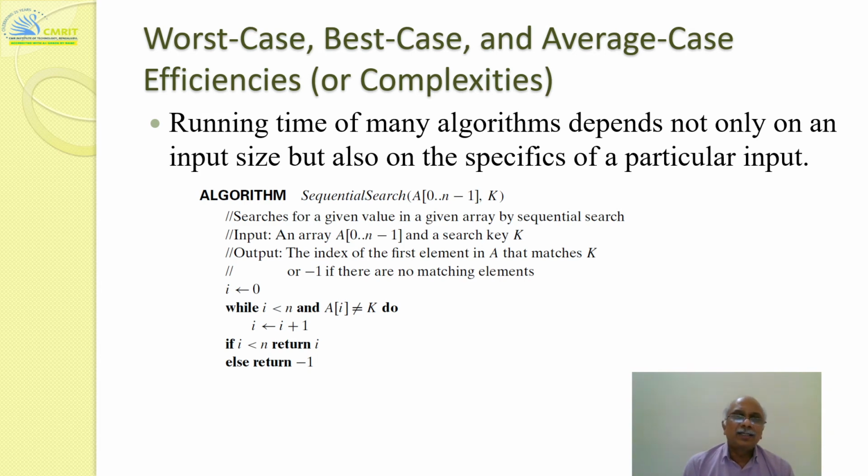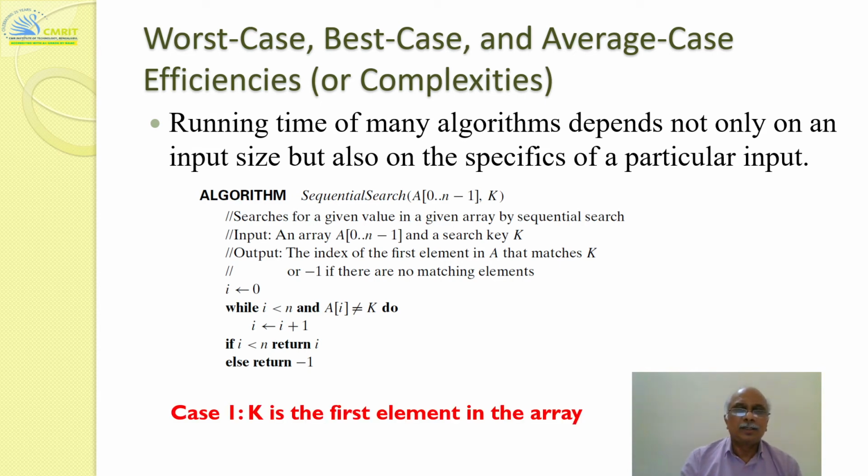So we can see that the number of times these operations are performed depends on the key value k and whether the key is present in the array and at what location the key is present. So it's clear that the running time of this algorithm does not just depend on the input size, but it also depends on the specifics of the input. So the best case is k is the first element in the array, and the worst case is k is not present in the array.